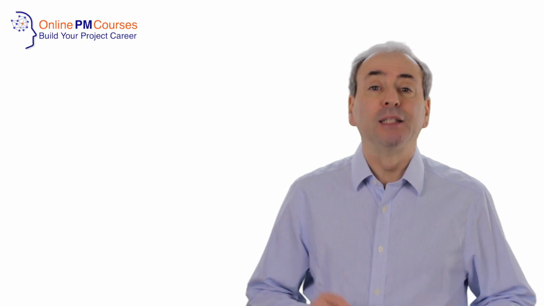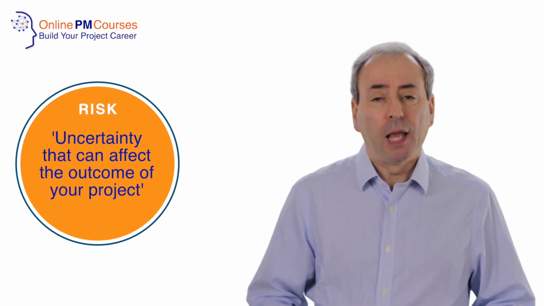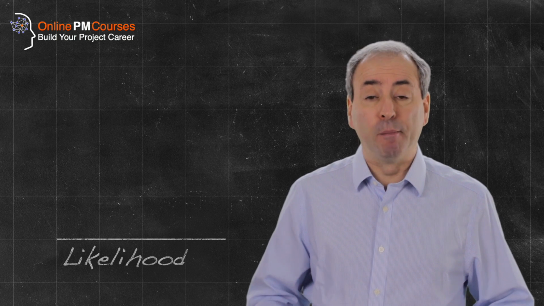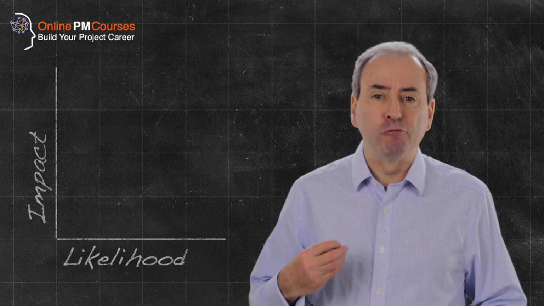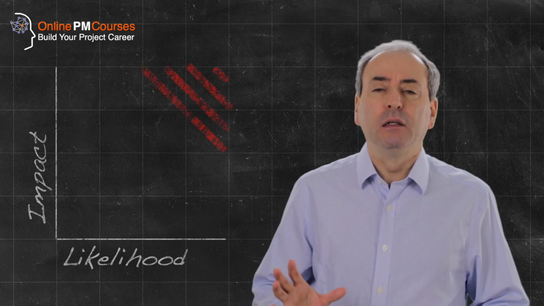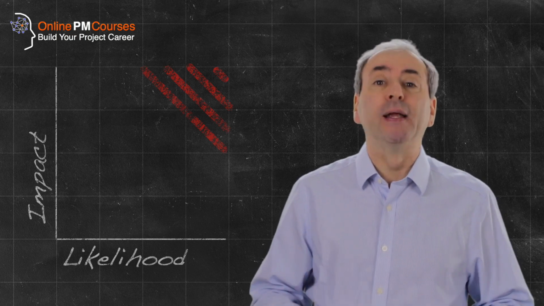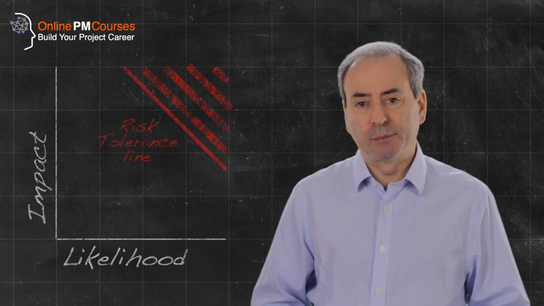We'll start by understanding what risk is. Risk is uncertainty that can affect the outcome of your project. And we often represent risk with a map where we graph uncertainty or the likelihood of an event happening against the impact it would have on the outcome of our project. Therefore, we represent risk tolerance as a region of that graph within which we are not prepared to accept risks. So there is a boundary to that region, and that is the line of risk tolerance.